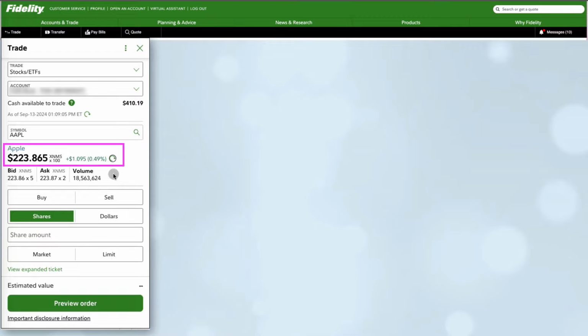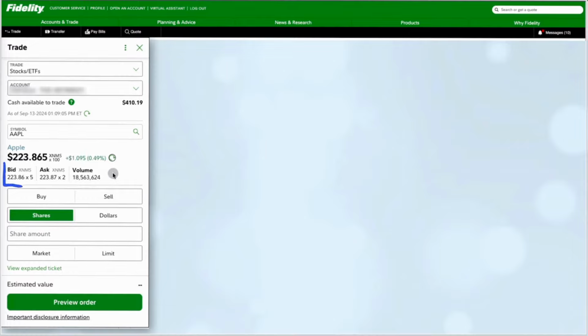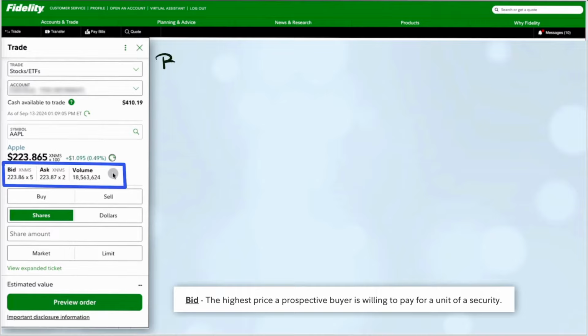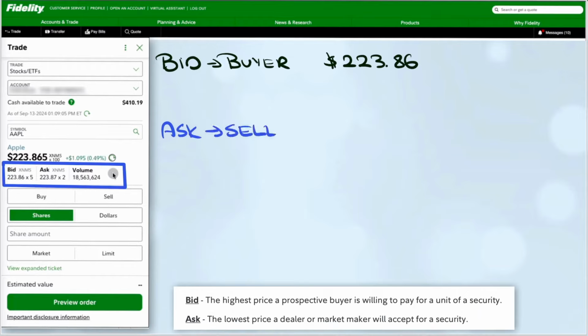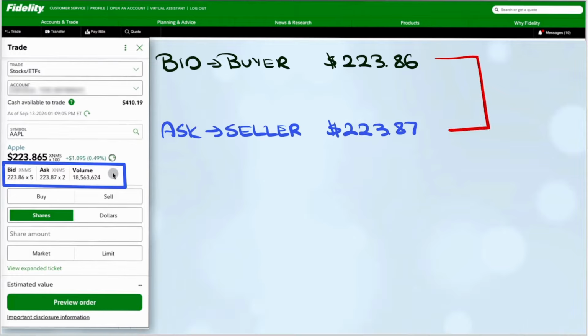I see the current stock price as of today and the current time. You can refresh the price at any time. Underneath, you have additional price and volume information. The bid is the price investors are willing to pay to buy that stock. The ask is the price investors are willing to sell the stock for.